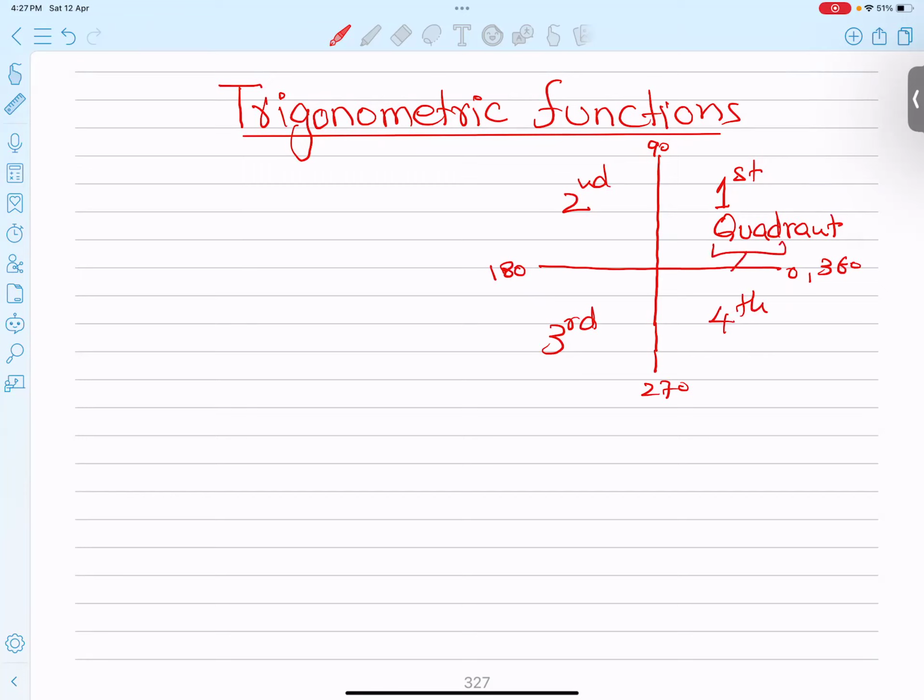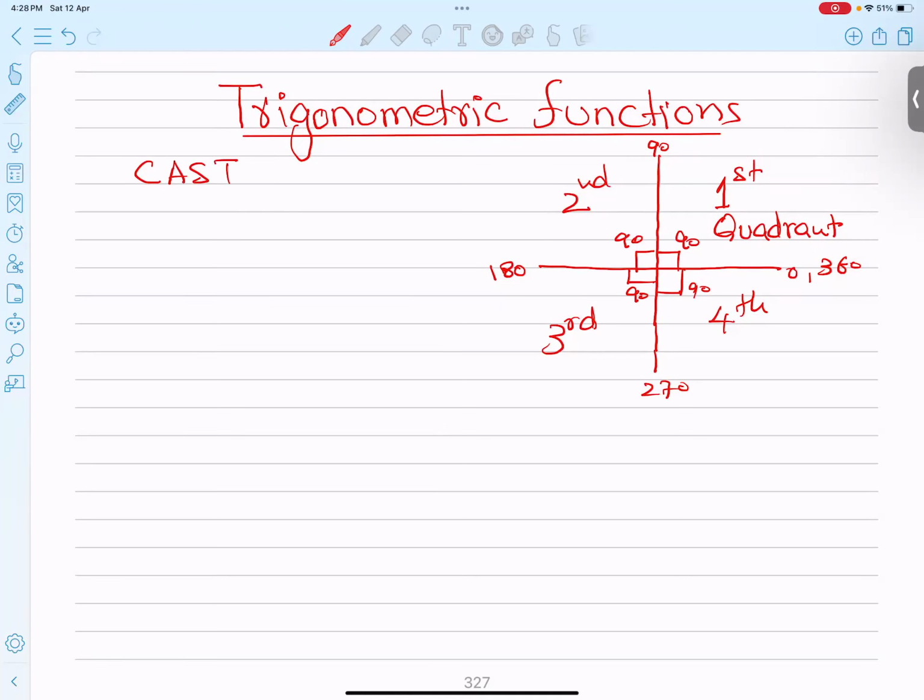Quad means four. It means we divide the whole circle into four equal parts, and every part is 90 degrees, 90 degrees, 90 degrees, and 90 degrees. This part is very clear.